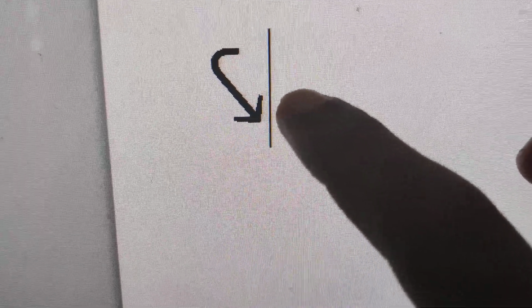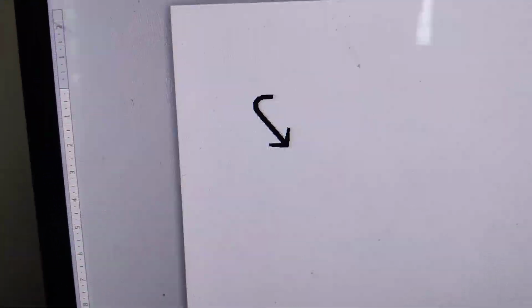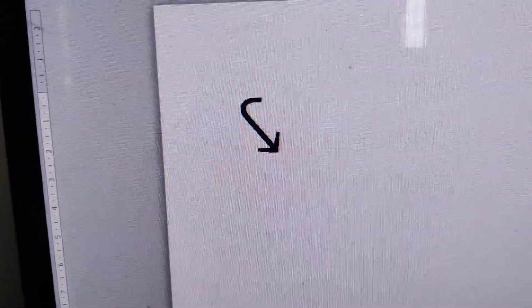So you can see that we have created this symbol. So this is an arrow, southeast arrow with a hook. So we have created this symbol using keyboard shortcut. So you can try this after opening Microsoft Word in your computer.